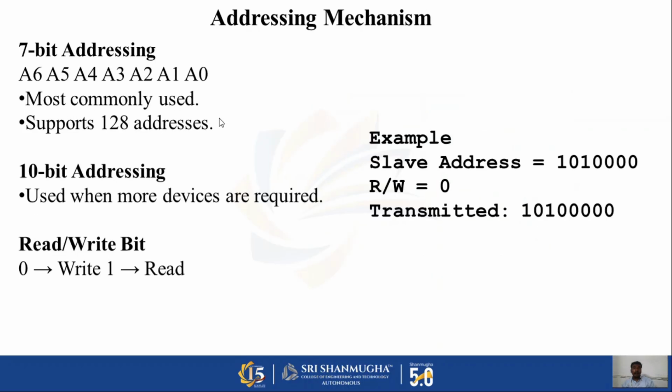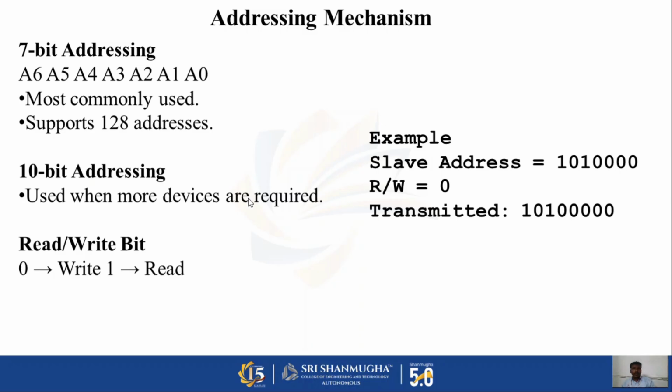Next, the addressing mechanism. Since many devices share the same communication bus, addressing becomes essential. The most common addressing scheme is 7-bit addressing. With 7 bits, theoretically 128 unique addresses can be generated. However, some addresses are reserved for special purposes, so the practical number is slightly lower. For applications requiring a larger number of devices, I2C also supports 10-bit addressing.